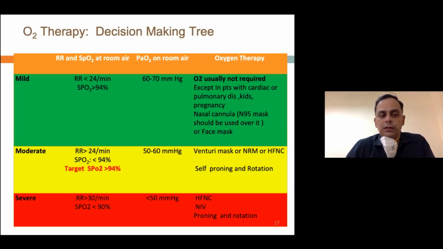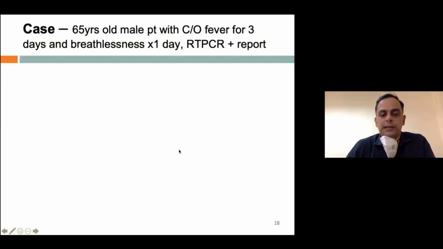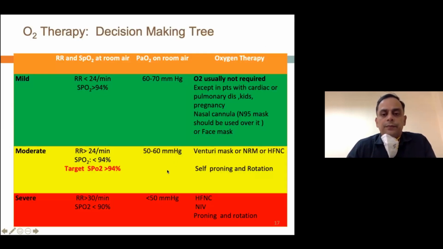If the patient is having moderate disease and his respiratory rate is more than 24 per minute and his saturation is less than 94%, then in these patients, when we are seeing that he is having obvious tachypnea, we should start with masks. We can use Venturi mask also, or we can use non-rebreathing mask also, and combining it with self-proning or rotating to the side, we can provide optimum oxygen therapy.